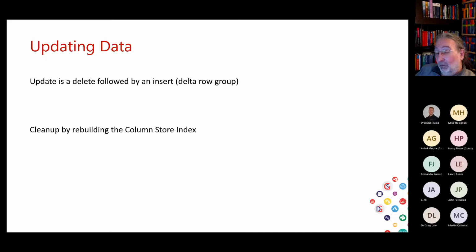So to recap the whole data inserting, updating, and deleting, insert 1,048,576 rows at a time. Don't update, don't delete. If you have to insert a different amount of data, or you have to update or delete, plan on very quickly after that rebuilding the column store index. That's the only way you gain back performance.